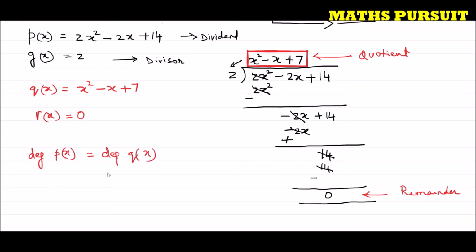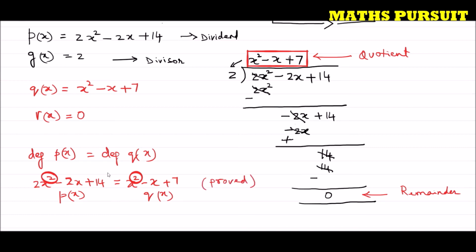Now if you look here, the degree of px, let me put it like this: 2x to the power 2 minus 2x plus 14, I can write is equal to, so that I can show the degree of x to the power 2 minus x plus 7. And you could see that this degree of 2 is equal to this degree of 2. This is our px part, and this is our qx part, and this is what it proved.